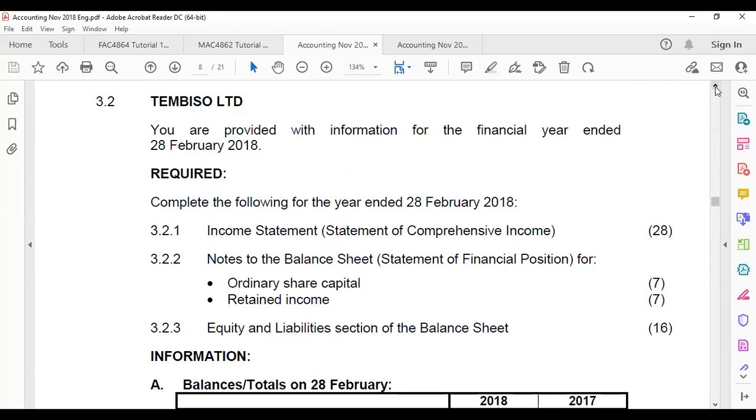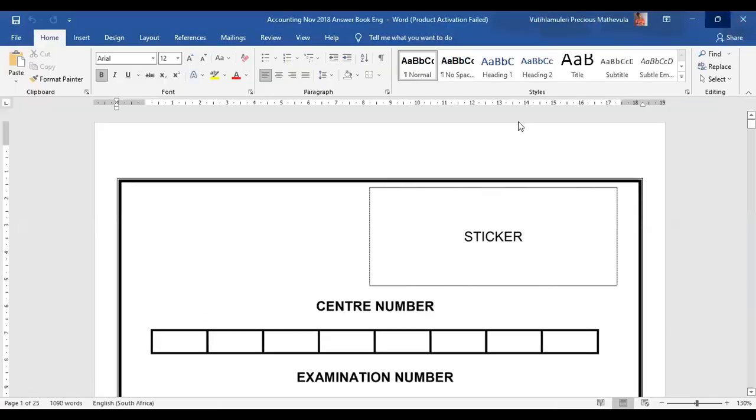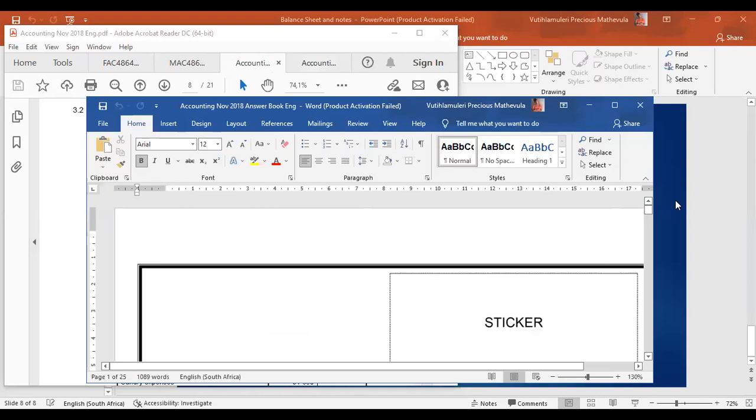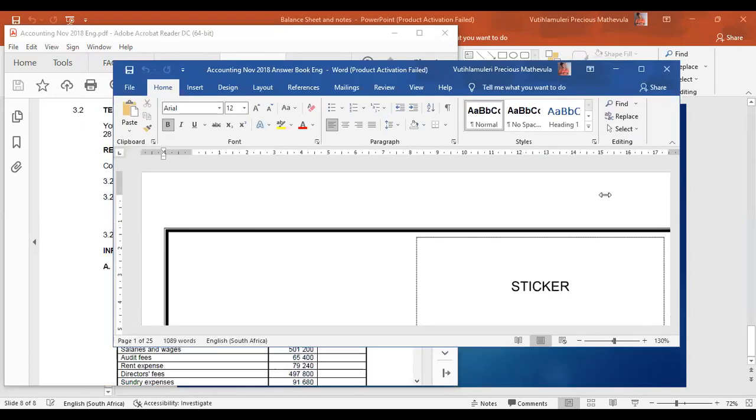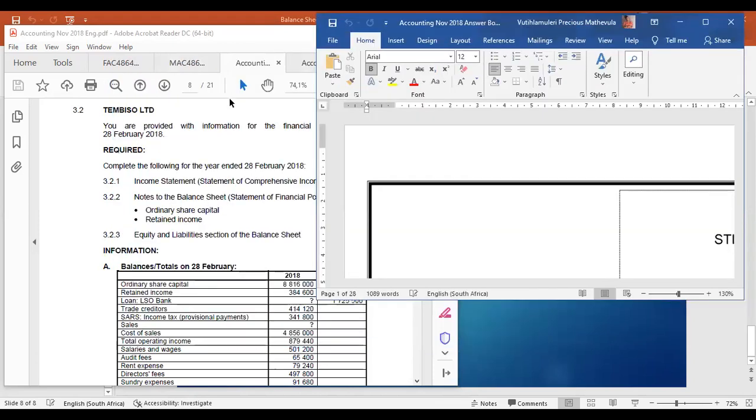So complete the following for the year ended 28 February 2018. The income statement, we're not going to do that. And then notes to the balance sheet for ordinary share capital and retained income. That's like 14 marks. So we're going to do those notes together. So we're going to go through the information.